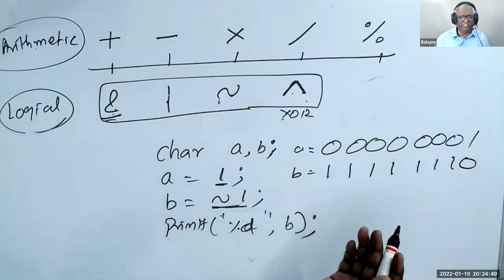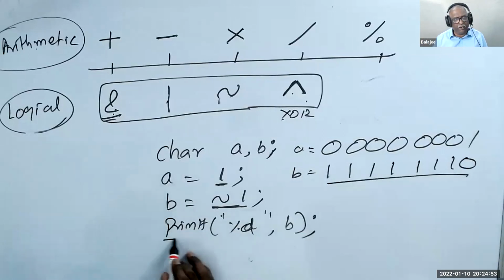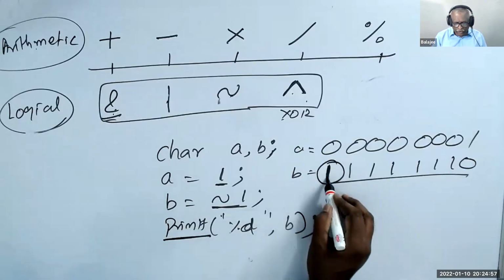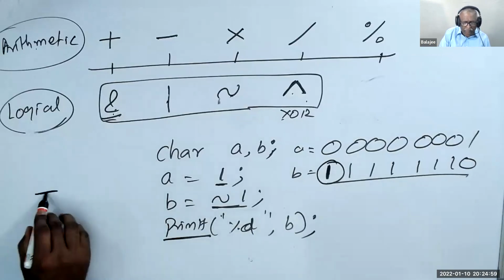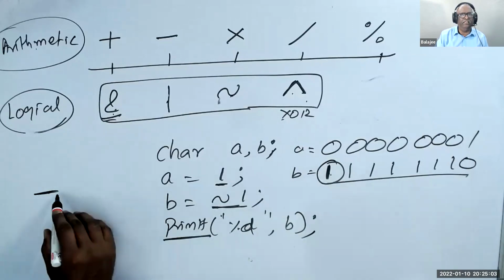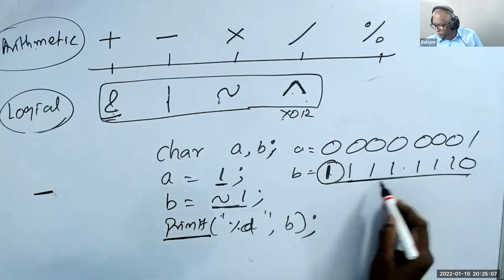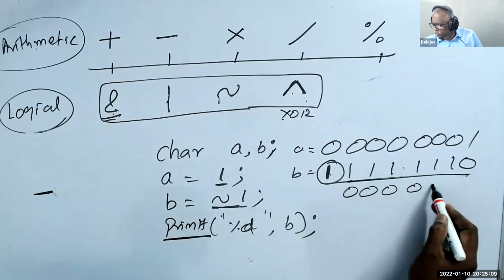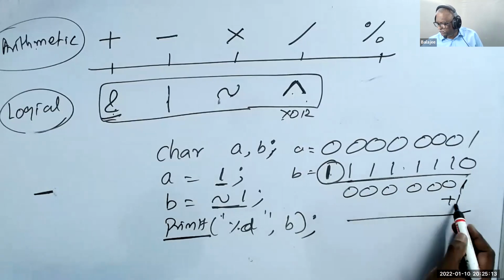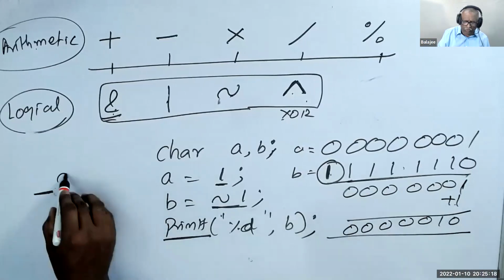Somebody has given an answer that's correct, but that is what is in the memory. When I ask you to print, printf goes and sees the last bit. What bit is it? 1. So it puts a negative minus here. The moment the sign bit is 1, you put a minus here. Then it will take the one's complement of the other bits: 0, 0, 0, 0, 1. You add 1 to it. 2's complement. It becomes 0, 0, 0, 0, 1, 0. The answer became minus 2.